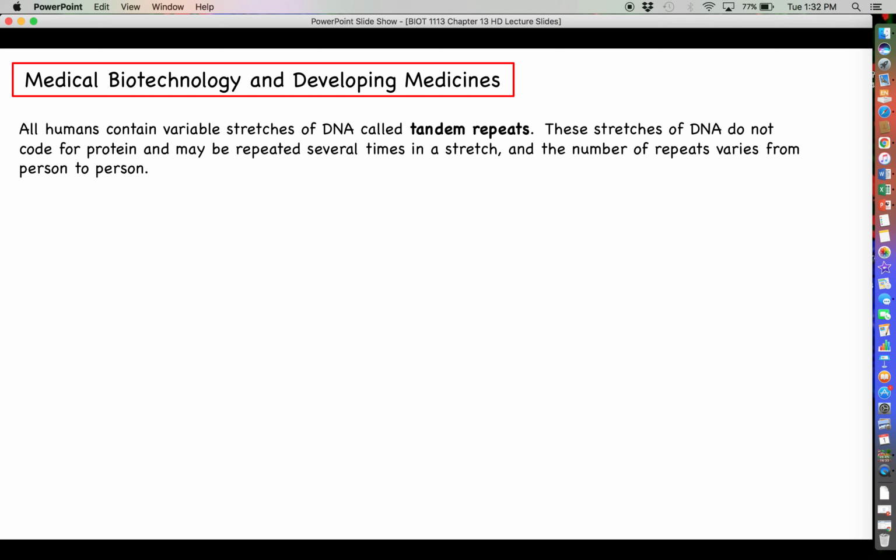something that all humans contain in between their genes in regions called microsatellite DNA, and these stretches of DNA are called tandem repeats. So tandem repeats are not gene sequences. They don't code for protein. They're mostly meaningless, but how many tandem repeats you have in certain stretches of DNA tends to vary from person to person. So one person may have a few of them, and the next person may have a whole bunch of them.